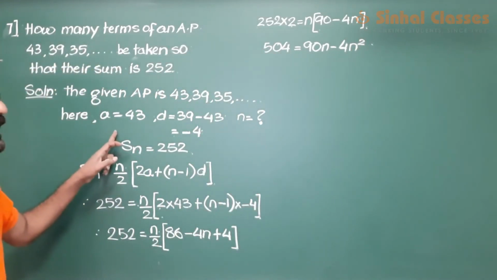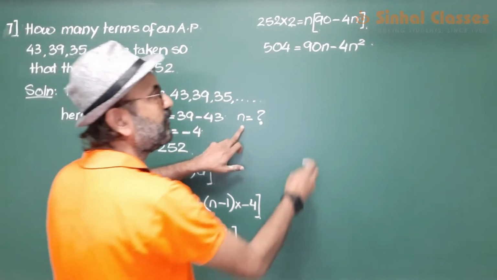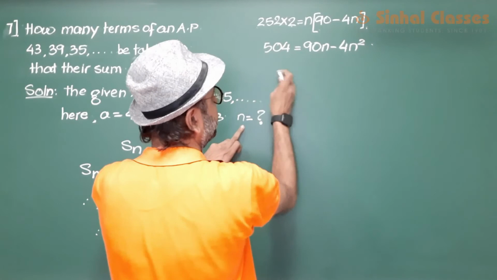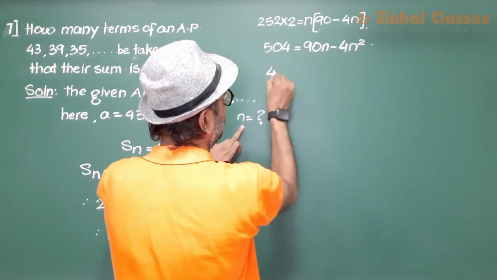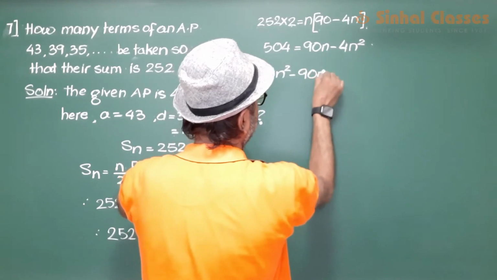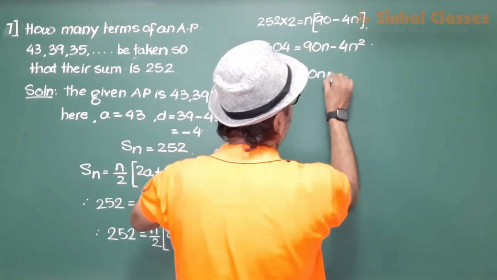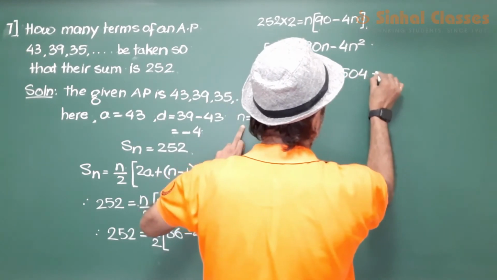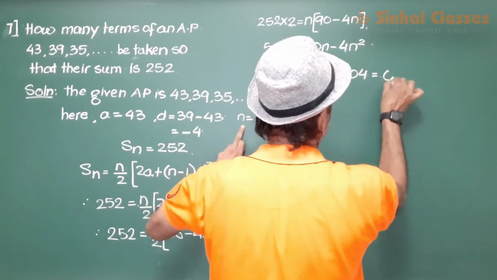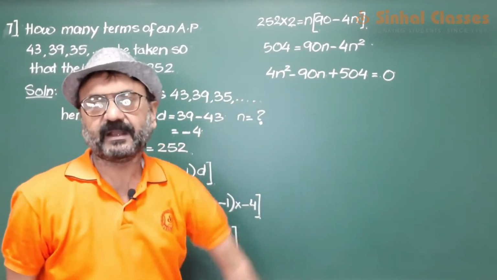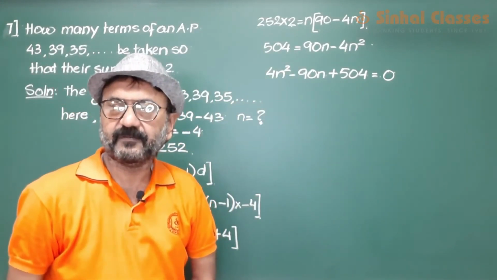Now we are asked to find out the value of n. Bring both the terms on this side, both the terms on the left. You would get 4n square minus 90n plus 504 is equal to 0. Now this becomes a quadratic equation.